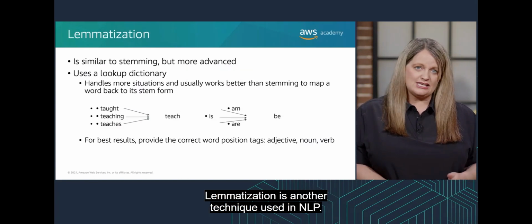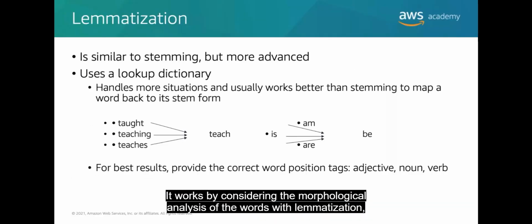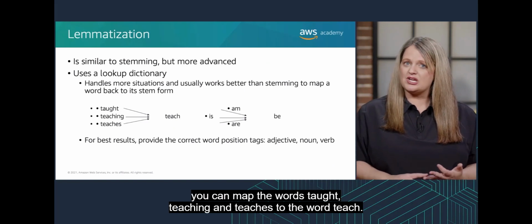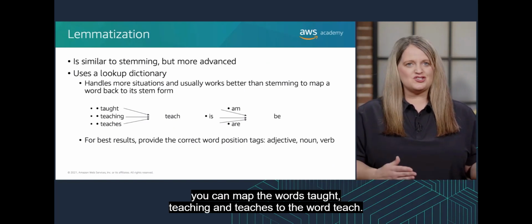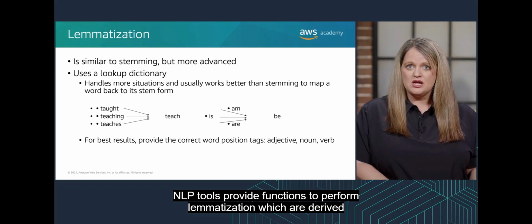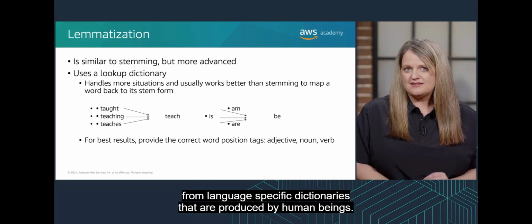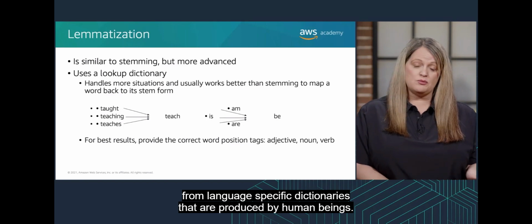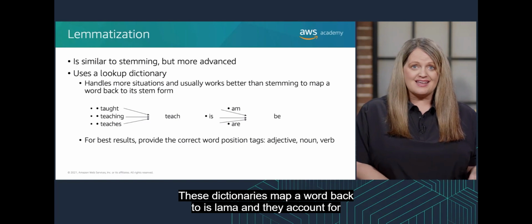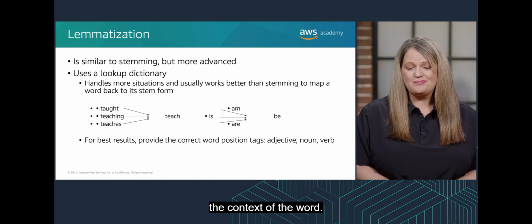Lemmatization is another technique used in NLP. It works by considering the morphological analysis of the words. With lemmatization, you can map the words taught, teaching, and teaches to the word teach. NLP tools provide functions to perform lemmatization, which are derived from language-specific dictionaries that are produced by human beings. These dictionaries map a word back to its lemma, and they account for the context of the word.